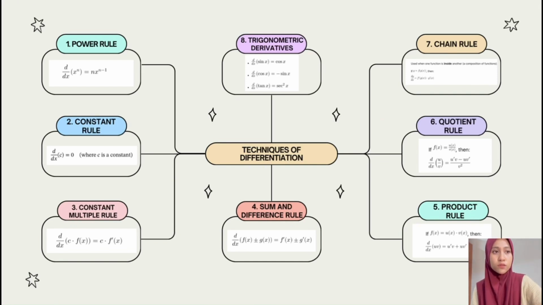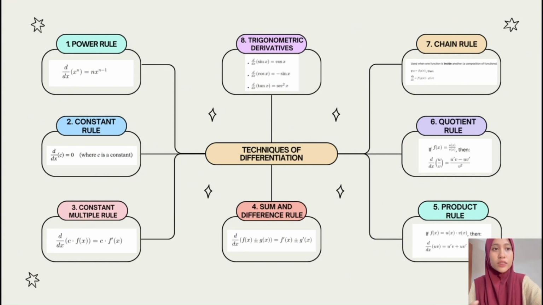The next one is quotient rule. If f of x equals u of x divide v of x, then d over dx in bracket u divide v equals u prime minus uv prime divide v power of 2.